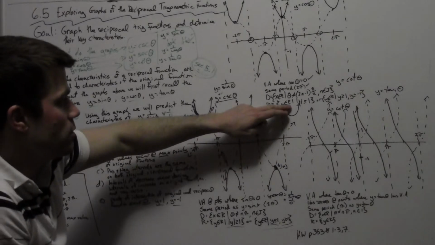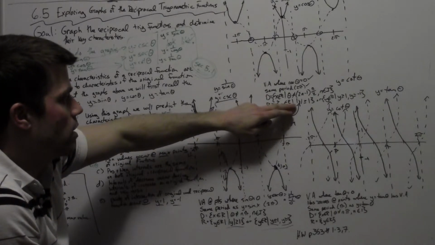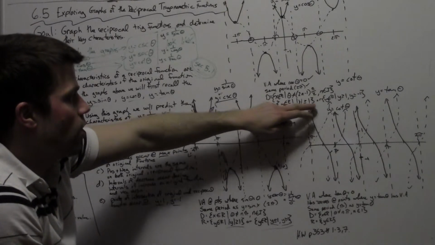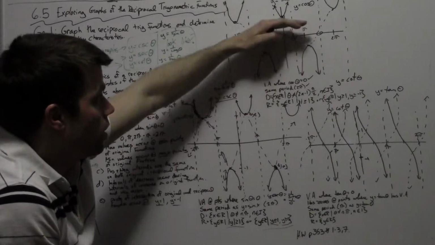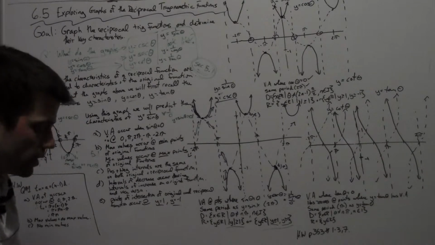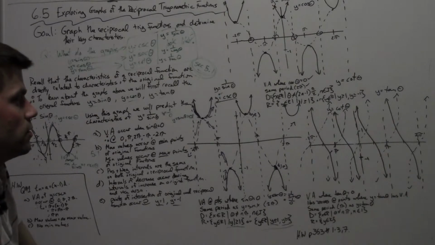Range, again, very similar to y equals cosecant theta. We have y is all real numbers, where the absolute value of y is greater than or equal to 1. Or, as I said in the last example, y is greater than or equal to 1, and y is less than or equal to negative 1. Alright, so that's our y equals secant theta graph.